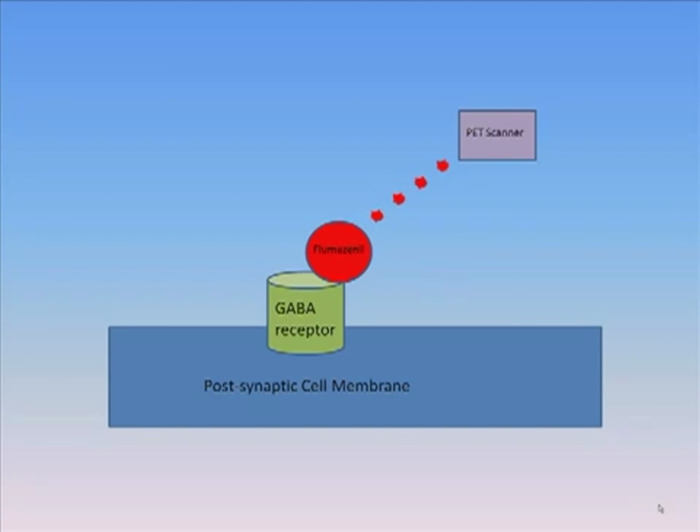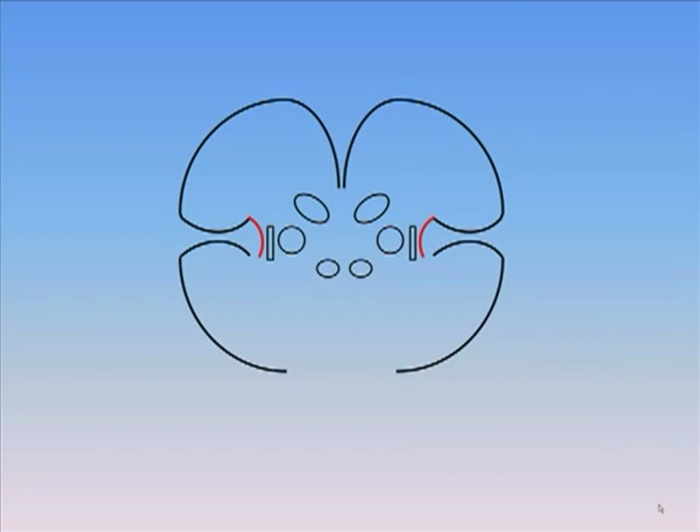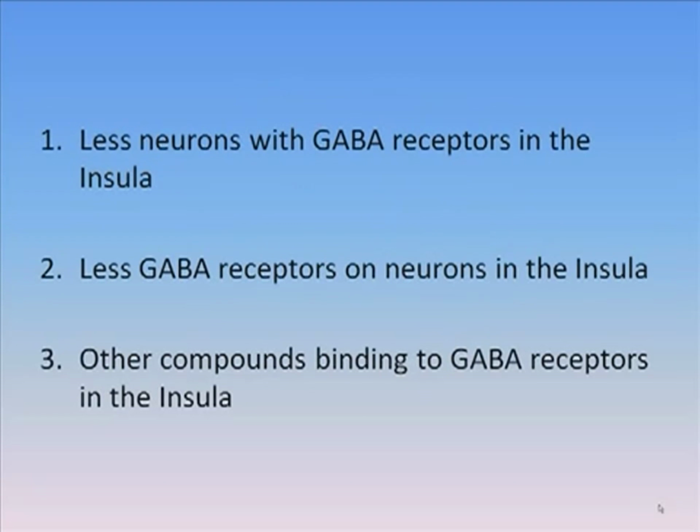Now what the authors found was quite interesting. There was less activity in the insular cortex in people with panic attacks than in those without. There were a number of explanations for this. So first of all, there could have been fewer neurons with GABA receptors in the insula. Secondly, there could have been fewer GABA receptors on neurons in the insula. And thirdly, other compounds could have been binding to GABA receptors in the insula.